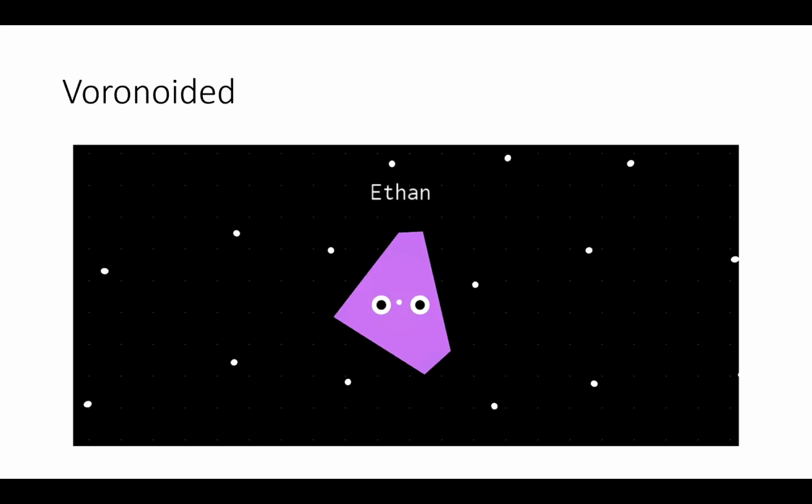Right. So Voronoided. So if we go back to the game, now we understand that your character is at the center. We have a white dot, and my character, that's the site, and my character is the cell around the site.